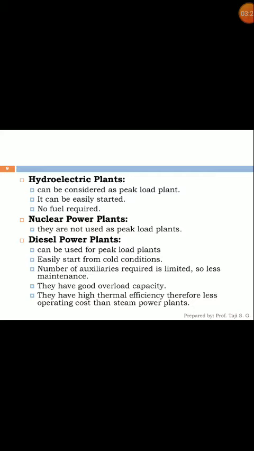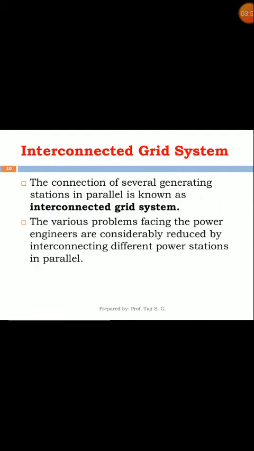Hydroelectric plants can be considered as peak load plants, as they can be easily started and no fuel is required. Nuclear power plants are not used as peak load plants, and diesel power plants can be used for peak load. They easily start from the cold condition, the number of auxiliaries required is limited, so less maintenance. They have good overload capacity. They have high thermal efficiency, therefore less operating cost than the steam power plants.